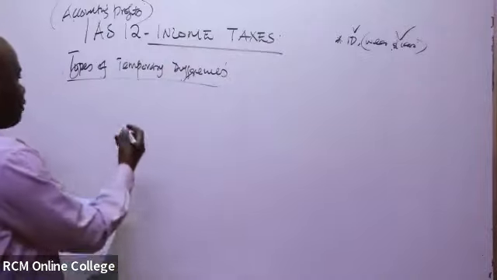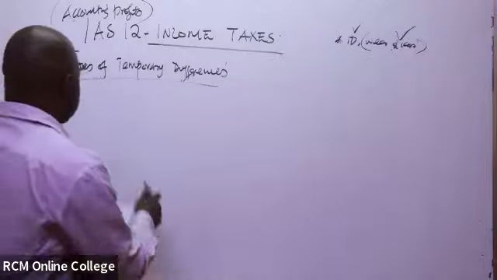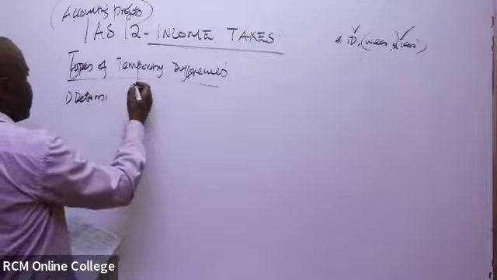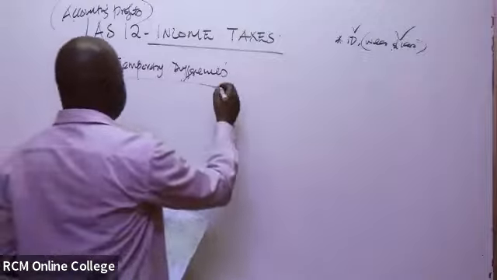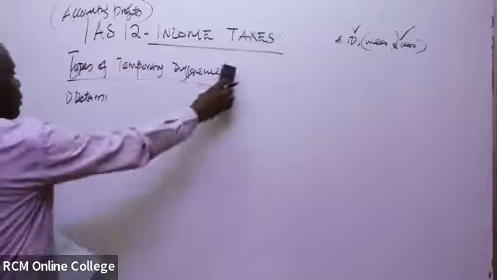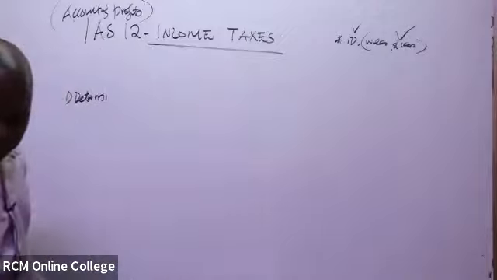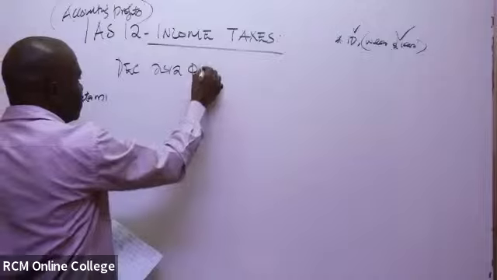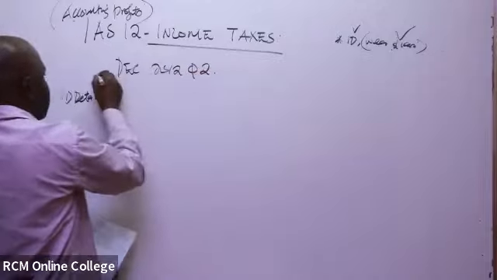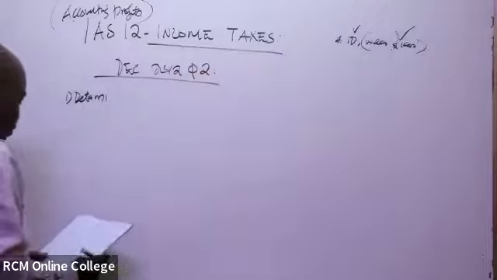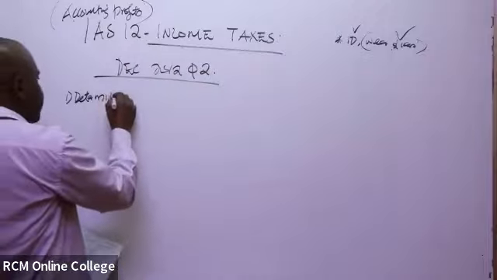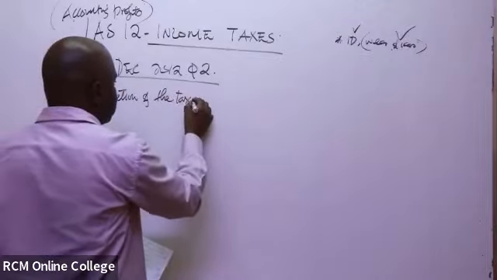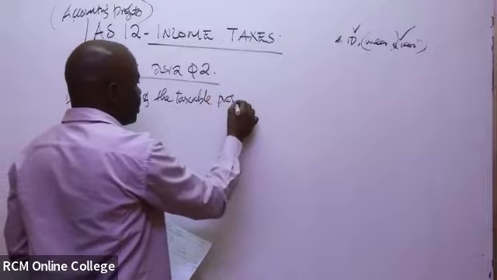So we have a number of years there. The first one is the determination. It is December 2012, question number 2. You need to write the question so that when you are revising, you can be able to. So, determination of the taxable profits.